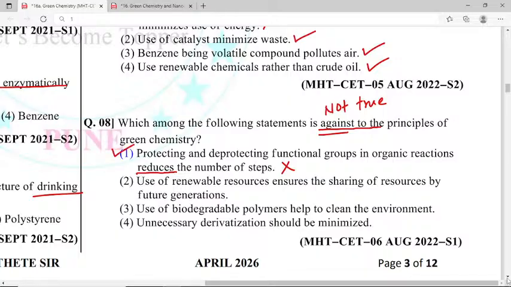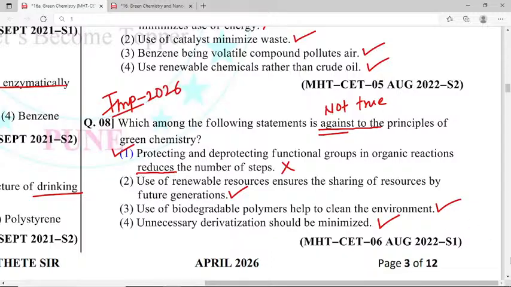Use of renewable sources ensures the sharing of resources by future generations. Yes, it is correct. It is called sustainable development. Use of biodegradable polymer helps to clean the environment. Yes, correct. Unnecessary derivatization should be minimized. Yes, it is correct. So option number 1, protecting and deprotecting functional groups in organic reactions reduces the number of steps, is wrong. It increases the number of steps, so it is against the principle of green chemistry. Please note down, this is again a very important question for 2026 also.